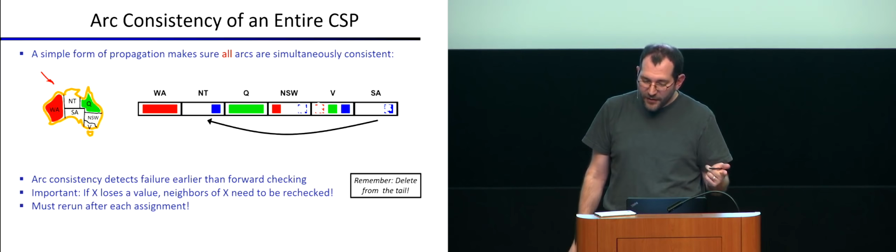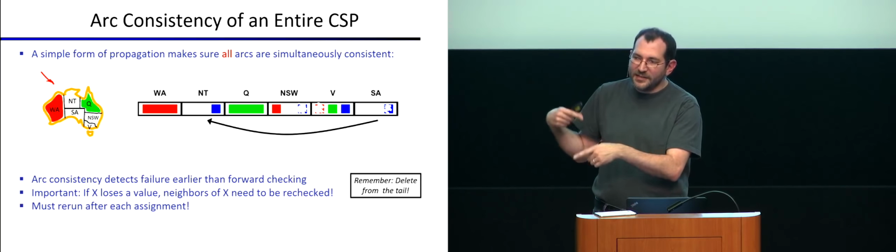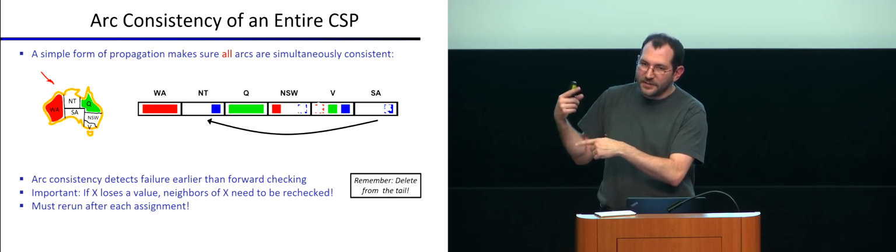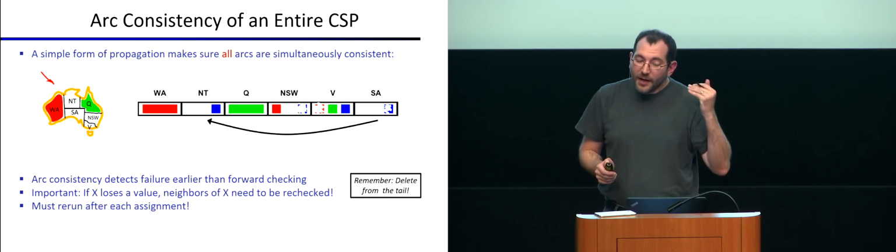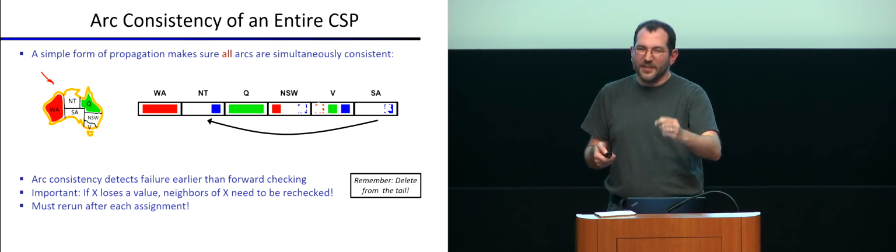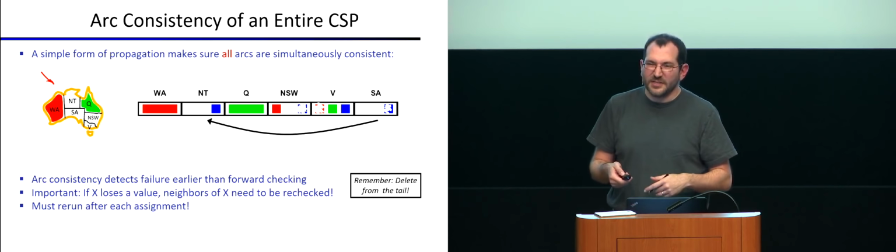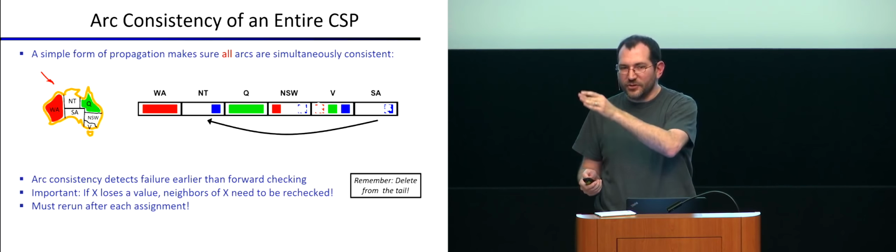If X loses a value, all the neighbors incoming to X need to be rechecked. That can trigger cascades of repeated visitation of arcs, but that's okay because it will all terminate. Another important thing to remember is after you do all this filtering, you're going to do an assignment, and then you start the filtering again. So this isn't something you run once. This is something you run once for every single node in your search tree.